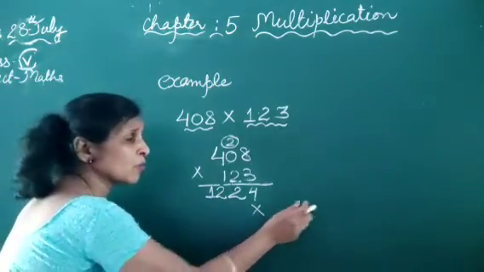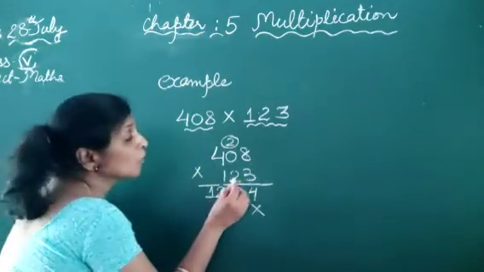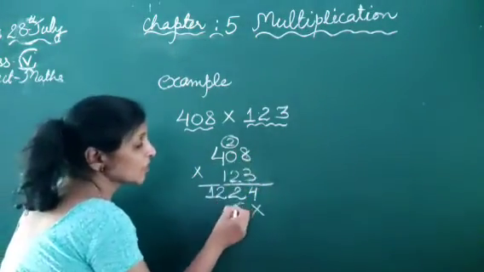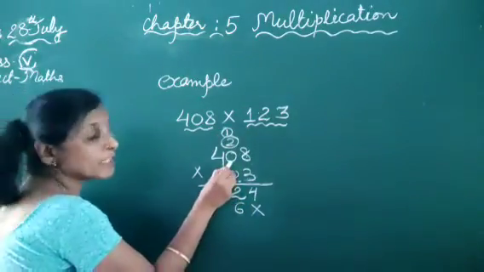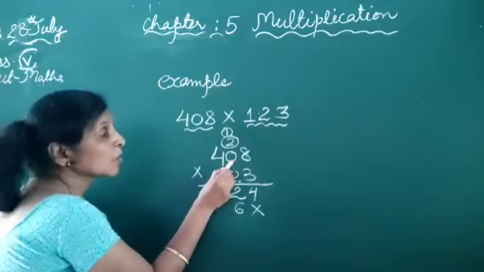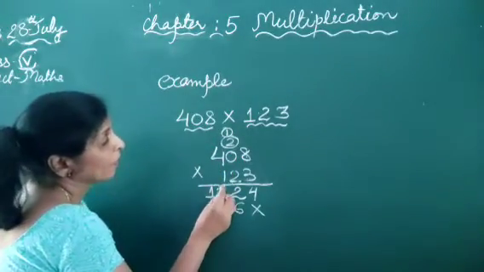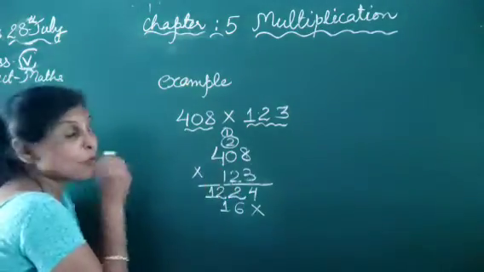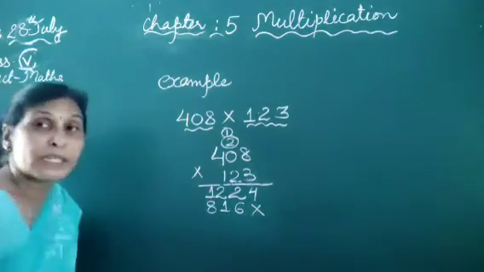Here we can also write 0. Now we multiply. 2 is multiplied by 8, that is 2 8s are 16. Write 6 and put 1 carry over here. Then 2 multiplied by 0, that is 0, and add 1 in that is 1. Then 2 is multiplied by 4, that is 2 4s are 8. So we write here 8.